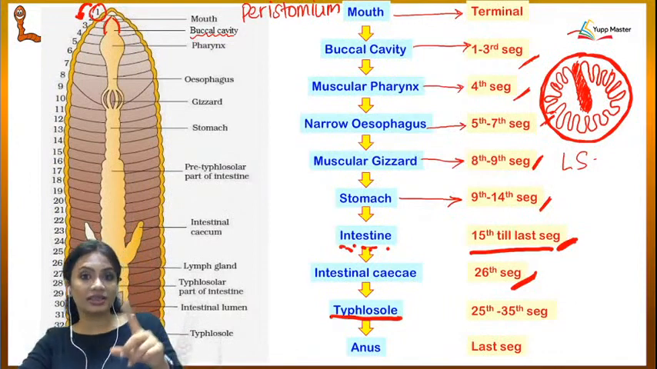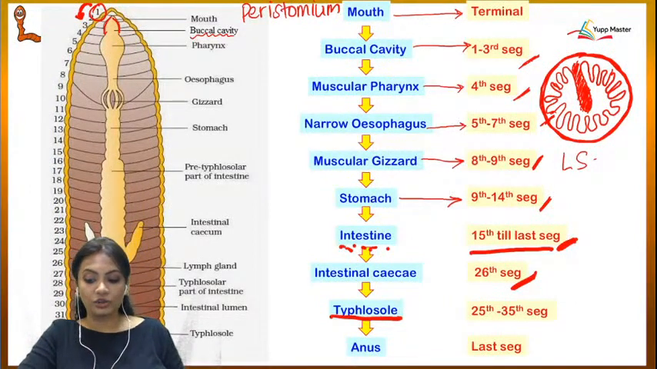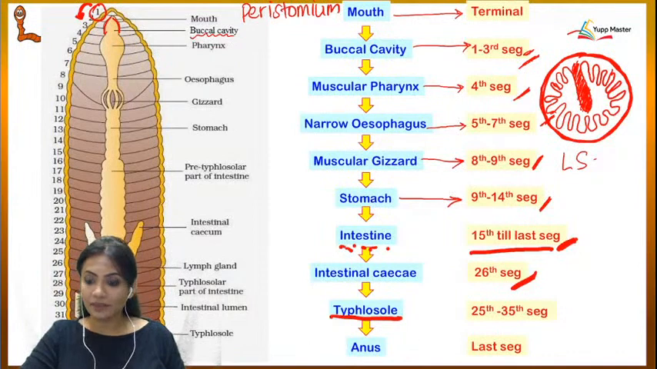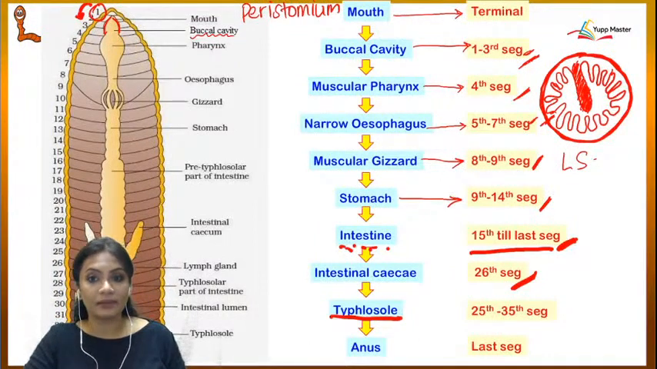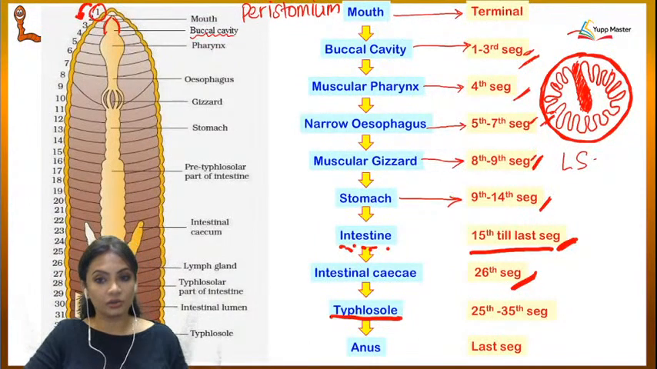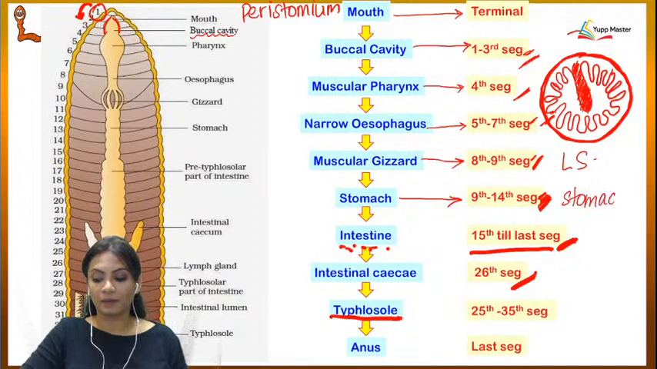The remaining you can see are all in pairs. 1 to 3, 2 segments, 5 to 7, another 2 segments, 8, 9, another 2 segments. 9 to 14 is the big range, and that range is there for stomach. Okay.